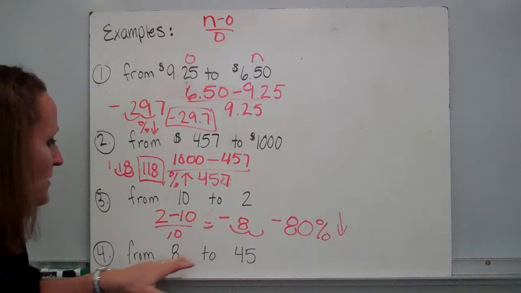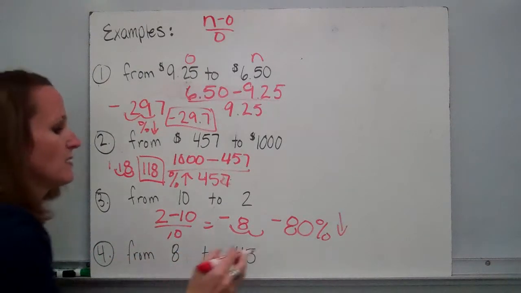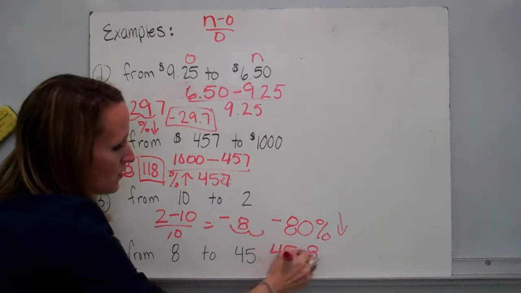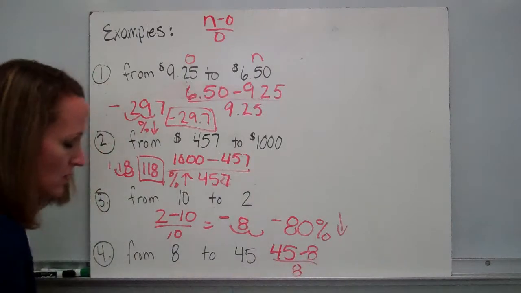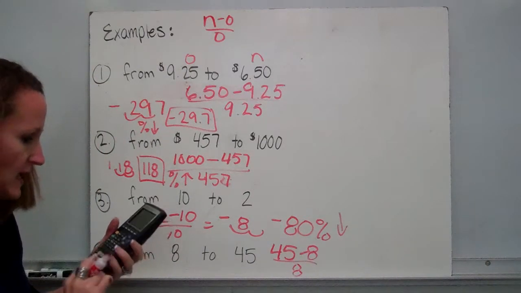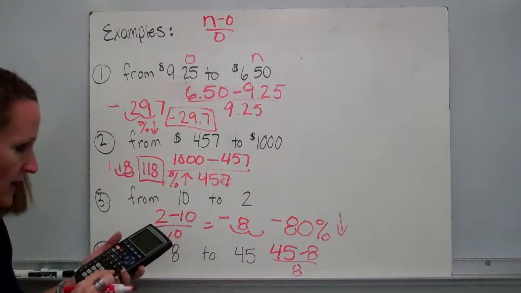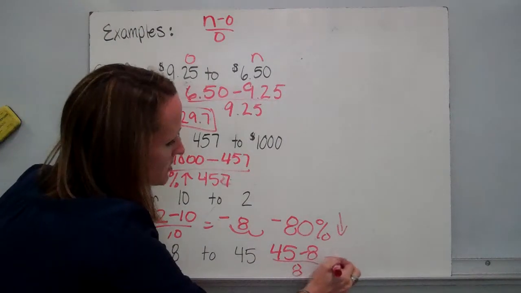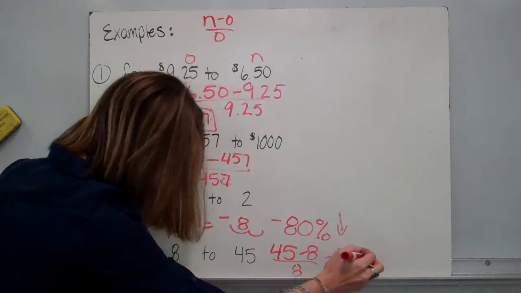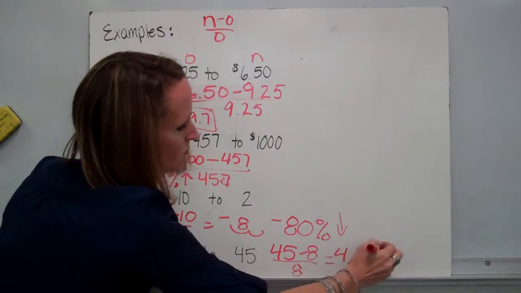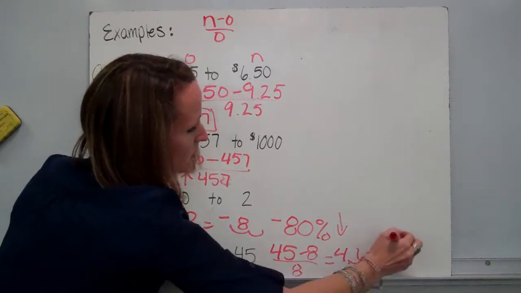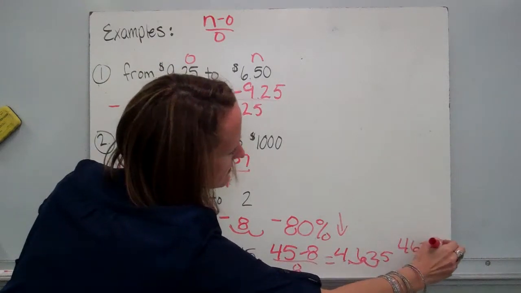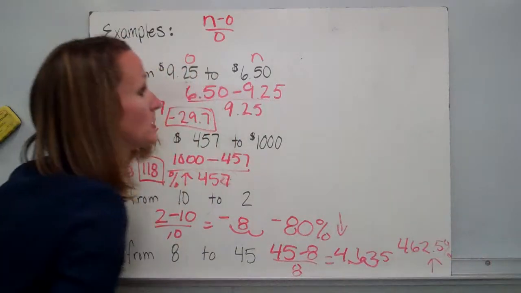And now what about my last one? I'm going from 8 to 45. So new minus old over old. 45 minus 8, then I'm going to divide it by 8. So my answer is 4.625. Move my decimal over, so I get 462.5%. Well, that's definitely an increase.